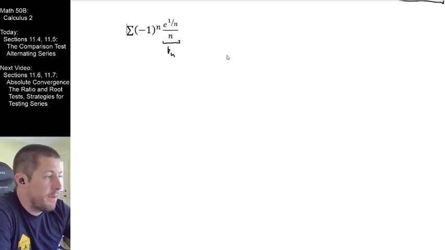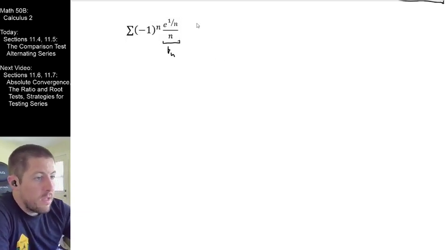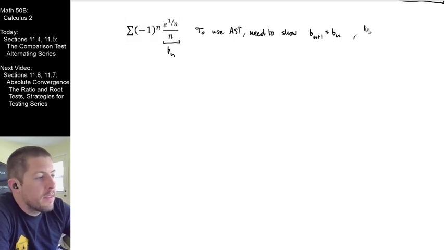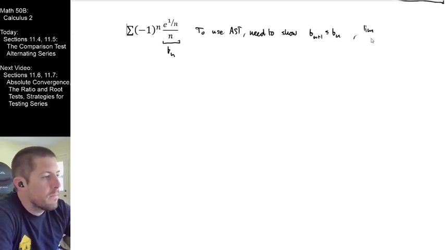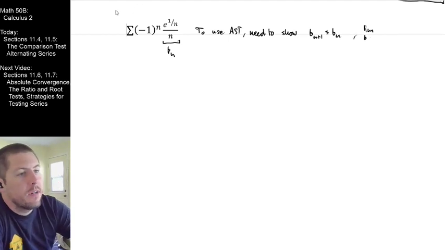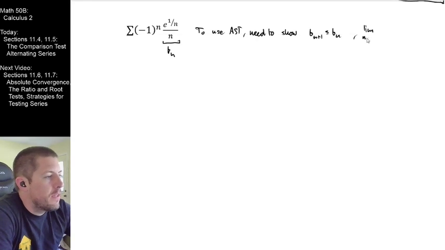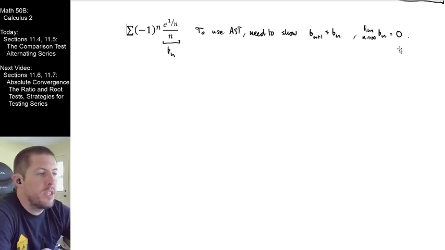So let's say to use the AST, we need to show b sub n plus 1 is less than or equal to b sub n, and that the limit as n goes to infinity of b sub n is equal to 0. Right, okay, I have to say it out loud: limit as n goes to infinity of b sub n equals 0. All right, so those are the two things we need to show.